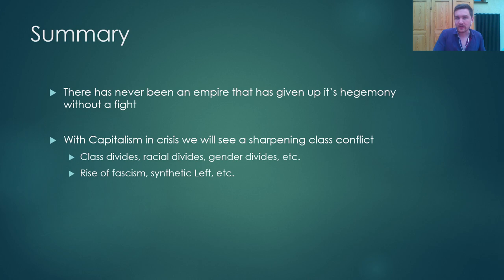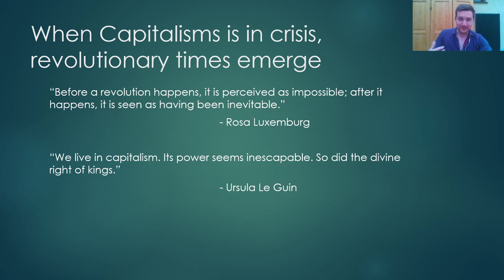Okay, and so I want to end on a good note, because I'm almost finished now. When capitalism is in crisis, revolutionary times emerge. And here I want to quote two people. Rosa Luxemburg famously said, "Before a revolution happens, it is perceived as impossible. And after it happens, it will be seen as having been inevitable." And Ursula Le Guin said, "We live in capitalism. Its power seems inescapable. So did the divine right of kings."